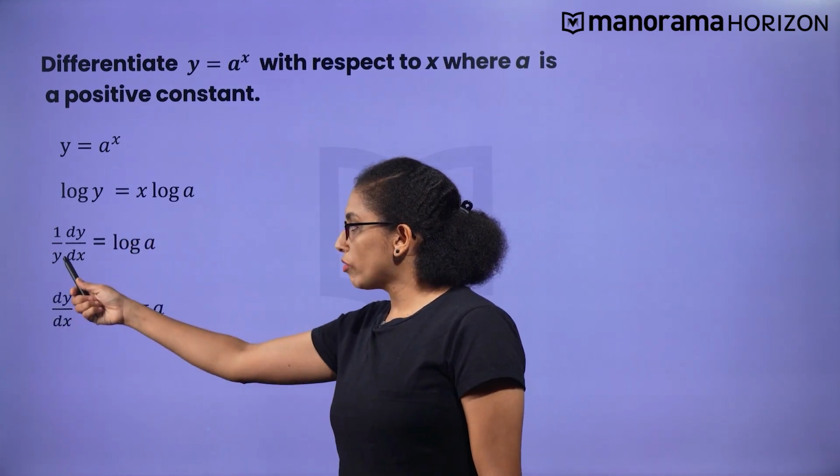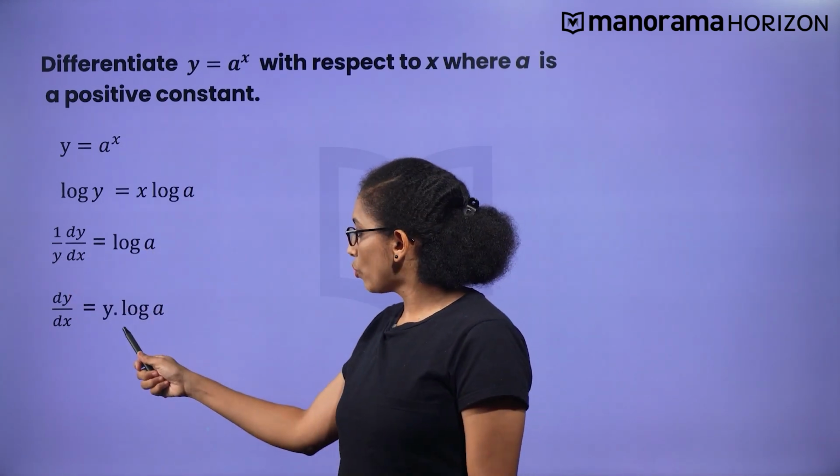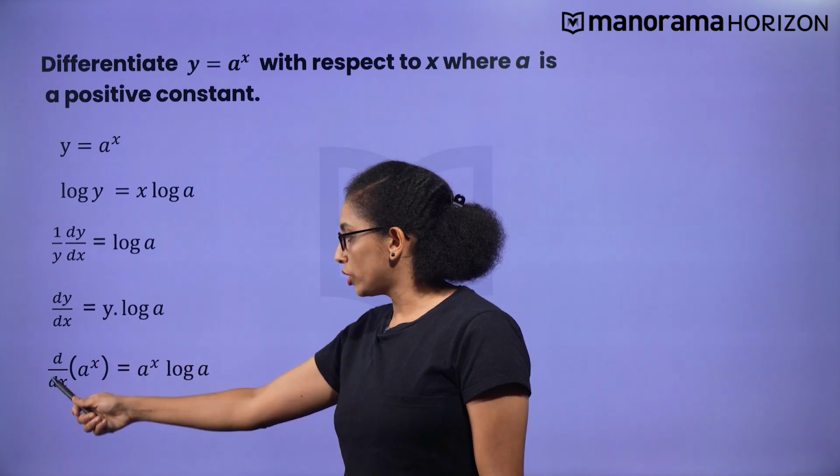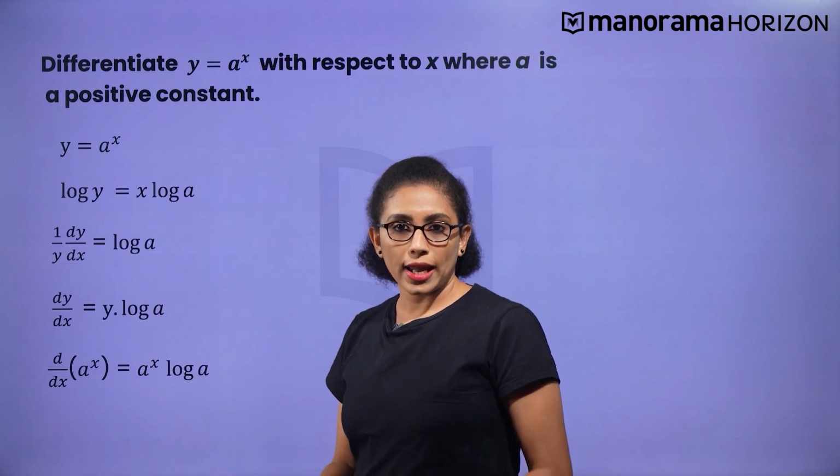Now, what is dy by dx? Taking y to the other side, that is y into log a. And what is y? That is a raised to x. So, d by dx of a raised to x is equal to a raised to x into log a.